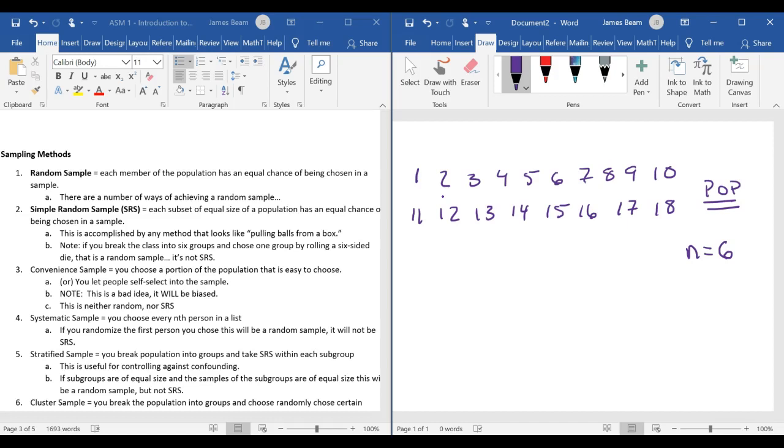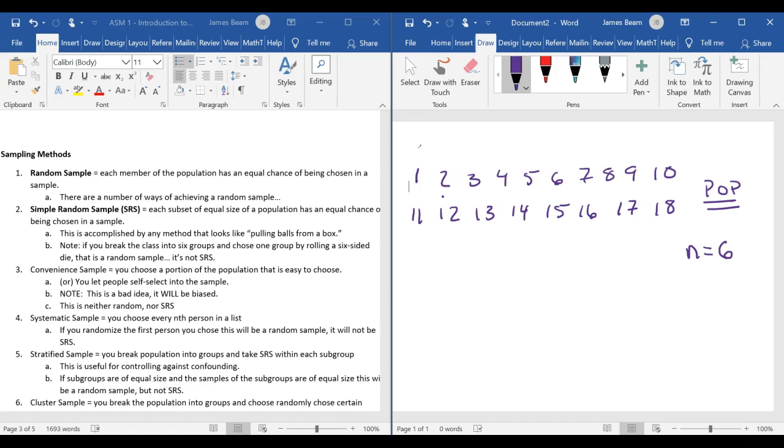Now, here's the problem. What I could do then is, all right, roll a 6-sided die, and if I get a 1 or a 2, I'm going to start with number 1, and if I get a 3 or 4, I'm going to start with number 2, or 5 or 6, I'm going to start with number 3, and then I'm going to pick every third person in the list.